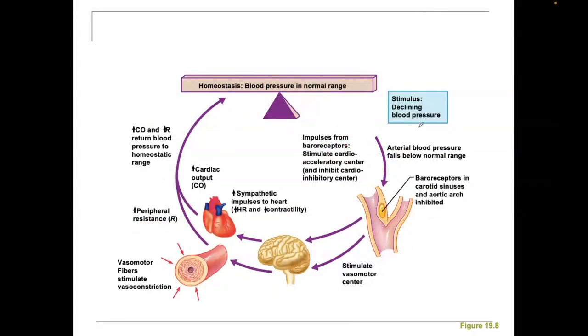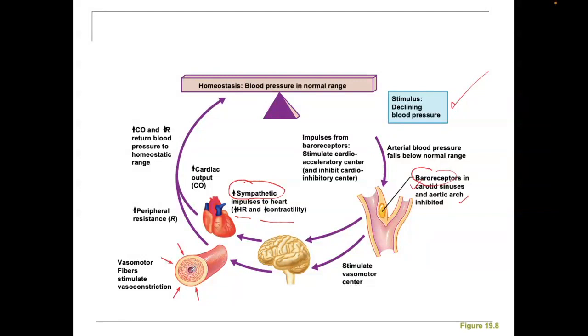Now, on the opposite side, the opposite thing can happen where there could be a decrease in blood pressure. Same thing, the same baroreceptors in the carotid sinuses and the aortic arch detect that. And now it's going to send signals to the sympathetics to speed up, right? To stimulate, not to inhibit. When the sympathetics are stimulated, your heart rate and contractility go up.